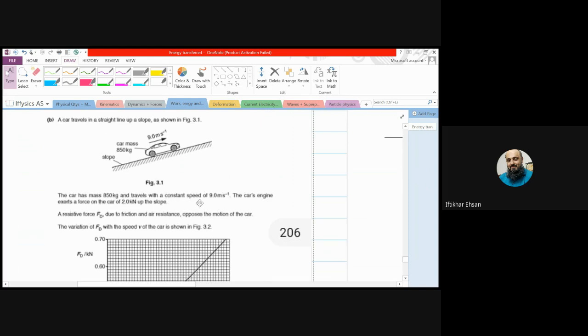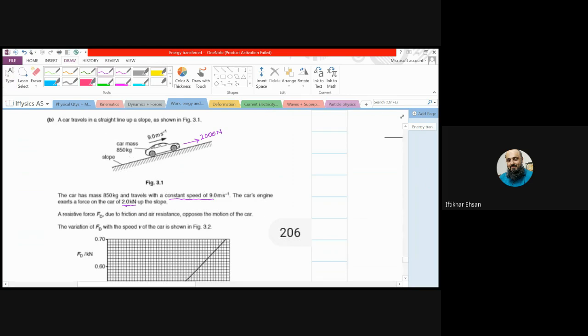This is the most important phrase. Whenever we say the speed is constant, it means the forces are balanced. The forward force will be equal to the backward force. The car's engine exerts a force of 2 kilonewton. 2 kilo means 2000, right? A resistive force due to friction opposes the motion.